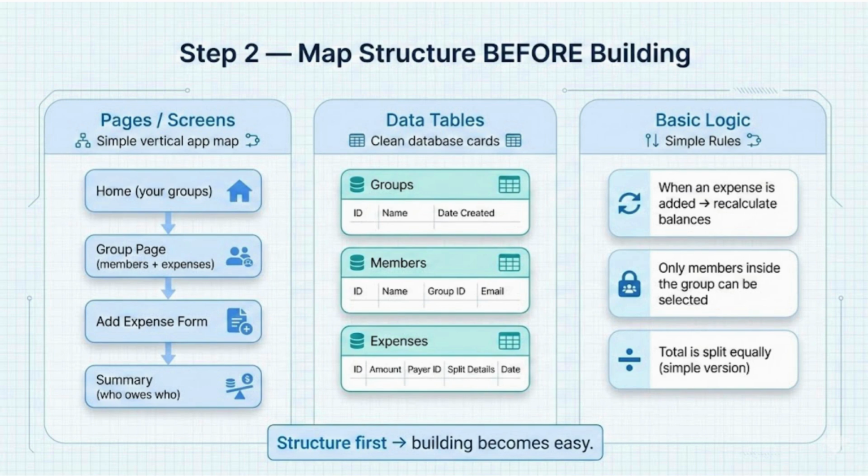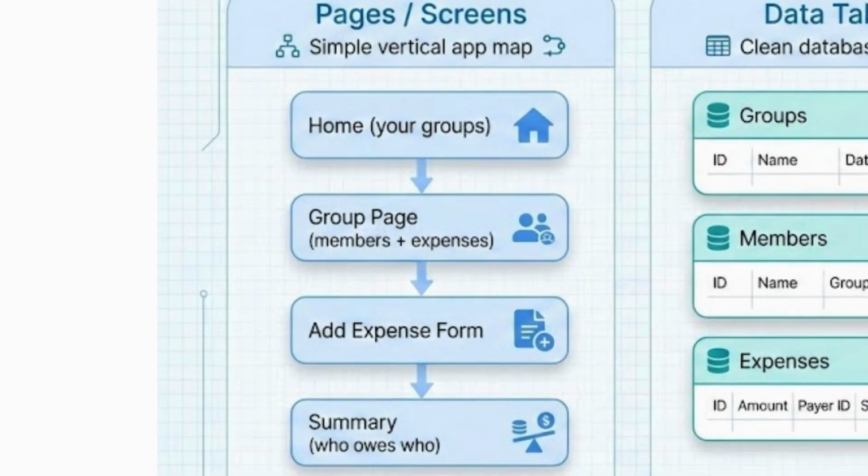Apps are not magic. An app is basically three things: screens, data, and logic. So before you touch any AI builder, you need to map the structure like a builder. Think of it like building a house. You don't start hammering nails without knowing where the rooms are, where the doors are, where the wiring goes. Apps are the same. First of all, map the pages.